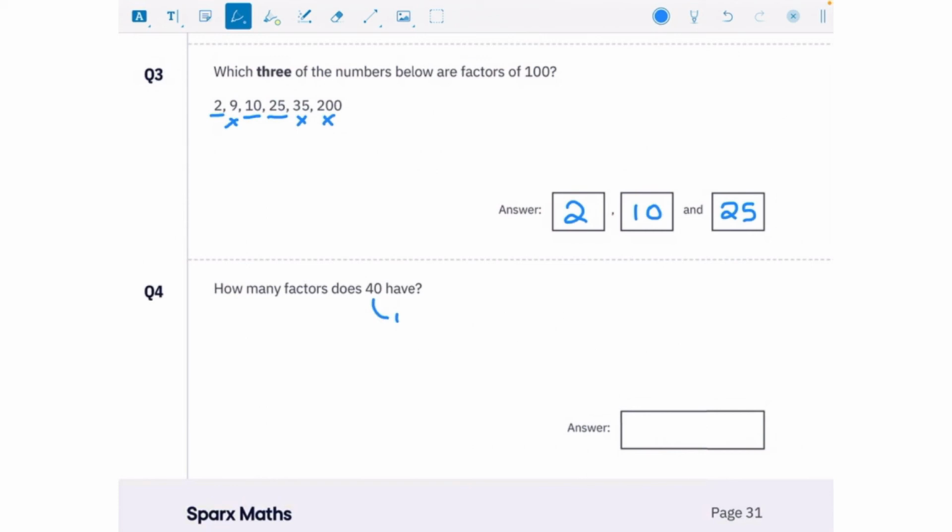Question number 4, how many factors does 40 have? So we have 1 and 40, 2 and 20, 3 does not go in, but 4 goes in 10 times, 5 goes in 8 times, 6 doesn't fit in, and 7 doesn't fit in. So that's it, we're done. 1, 2, 3, 4, 5, 6, 7, 8 factors.